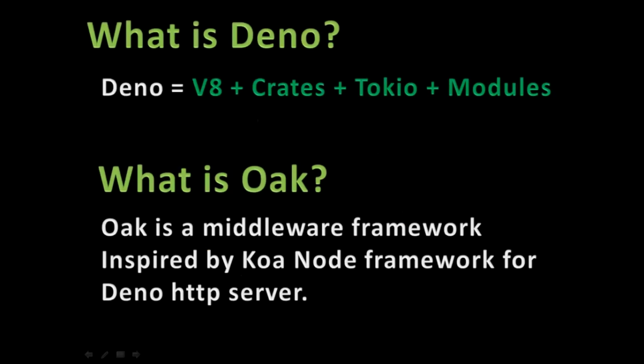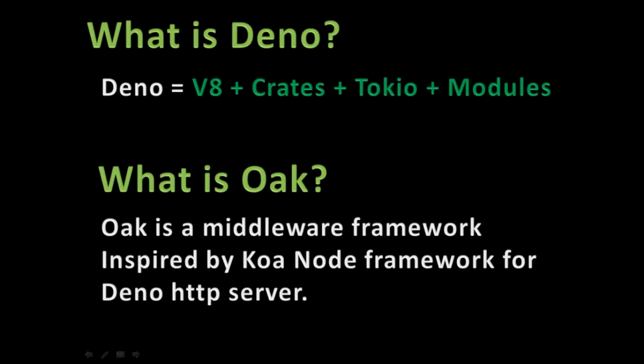What is Deno? Deno is the summation of four things: the V8 JavaScript engine written in C++, Rust, Tokio, the asynchronous library also written in Rust, and the modules in TypeScript.